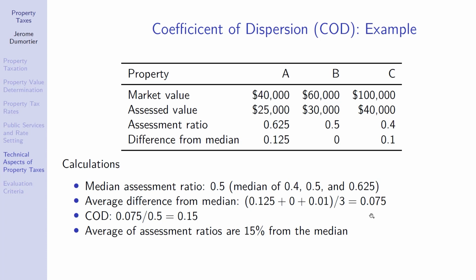And the average difference from the median, you see here, is 0.075. Then the coefficient of dispersion is basically measured as the average difference from the median divided by the median. So 0.075 divided by 0.5. And here you are getting then the coefficient of dispersion of 15%. So what that means is that the average of the assessment ratios is within 15% of the median.